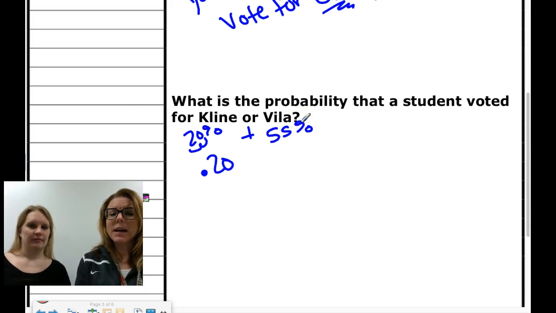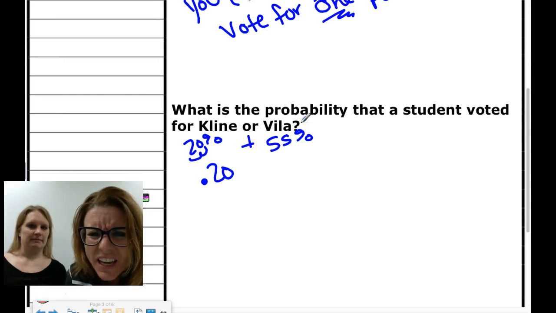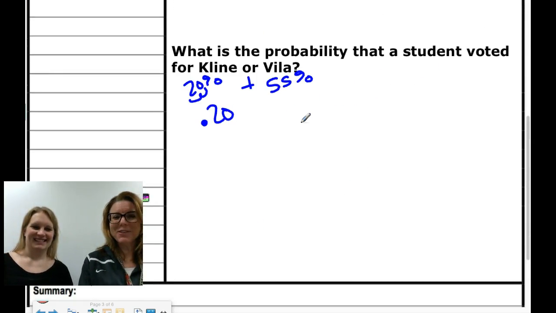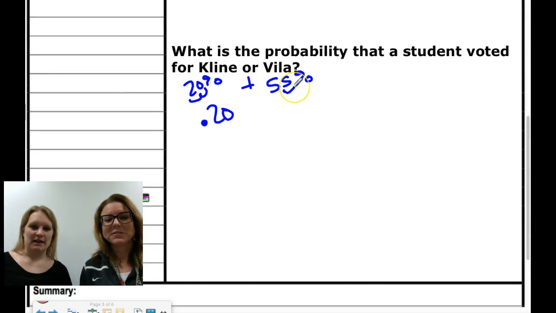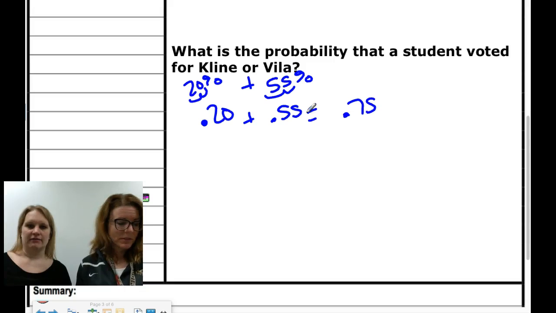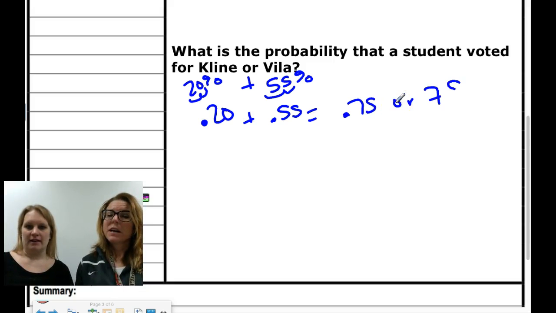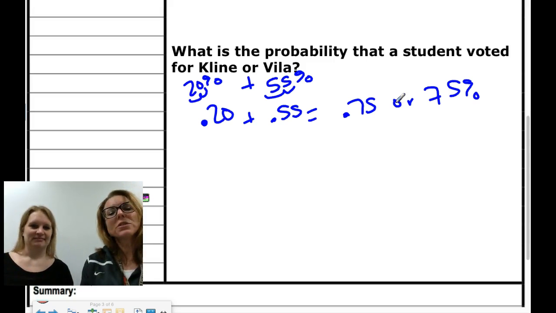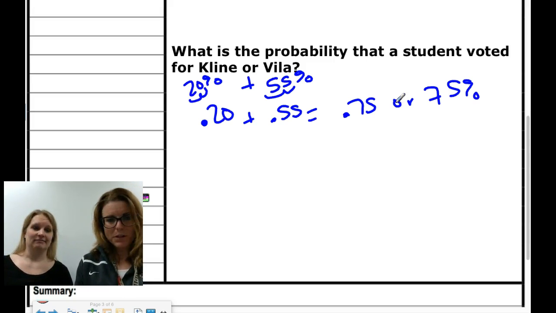And Viola was 55%. So then again, move it 2 spots, and we got 0.55. Add them together. We get 0.75 or 75%. Great. Mutually exclusive is pretty straightforward.